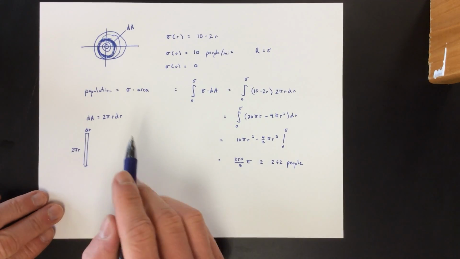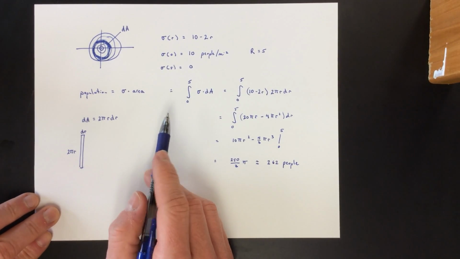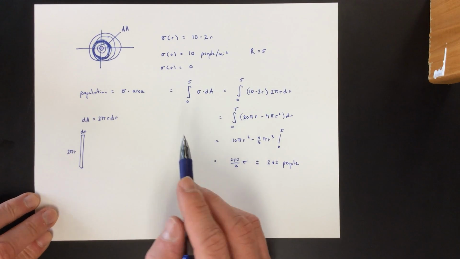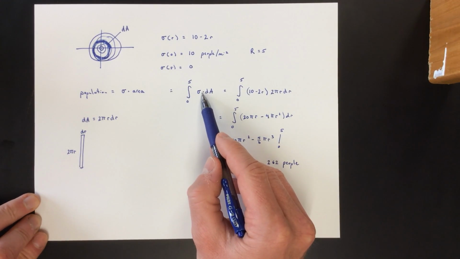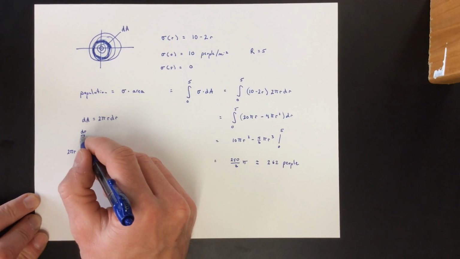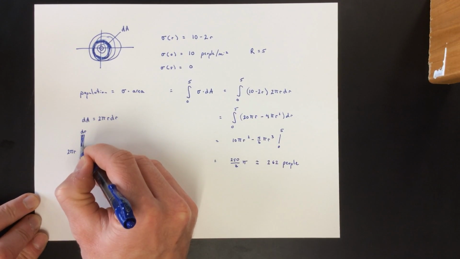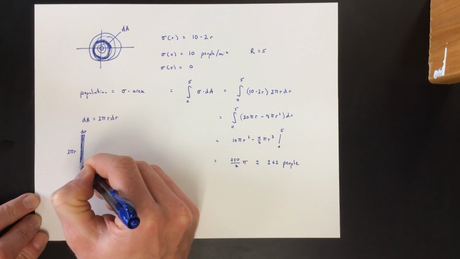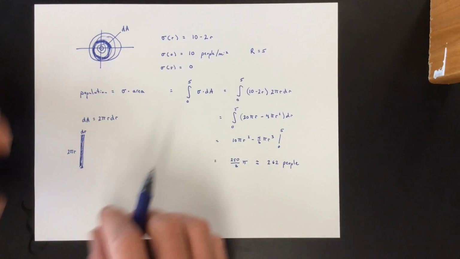Okay? All right, so think about what we did here. Very similar. In the linear case, we did lambda times dx. Well, here we're doing sigma times dA. dA is the area of each individual one of those rings, where dx was the width of each one of our segments. And then the next case is our three-dimensional case.